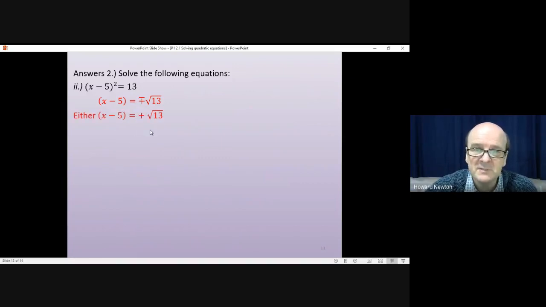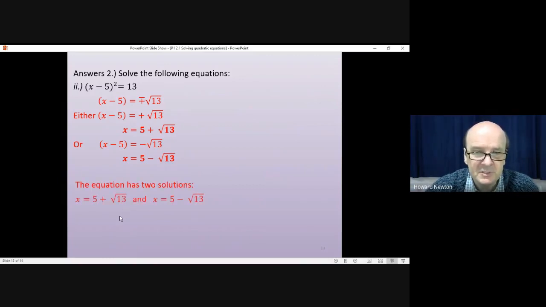So either x minus 5 is equal to plus root 13. We solve that by moving the minus 5 to the other side. You could write root 13 plus 5, but it's slightly more normal to write x equals 5 plus root 13 the other way around. The other possibility is that x minus 5 equals minus root 13. Again, moving the minus 5 across to the other side, the slightly more normal way of writing the answer would be that x is equal to 5 minus root 13. So the equation has got two solutions, x equals 5 plus root 13 and x equals 5 minus root 13.